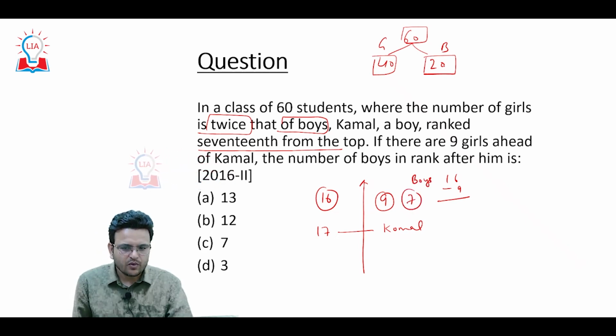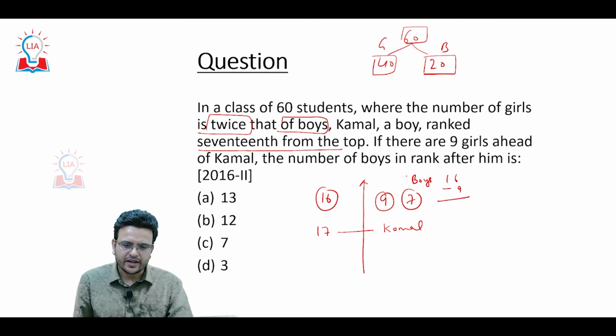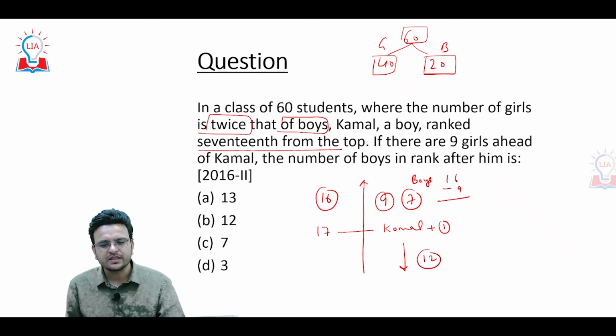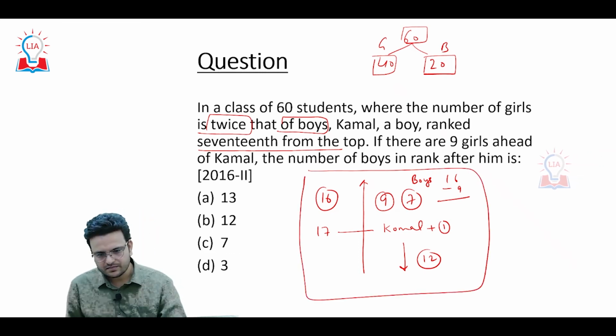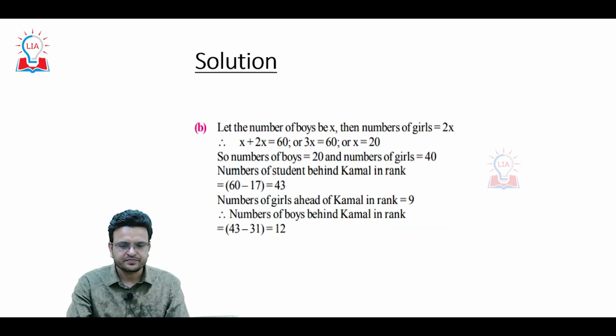Okay, total boys 20. So 7 boys ahead of him, 1 person is Komal, 8, and 12 will be after him. So by making this simple diagram, you are able to solve these questions very easily.